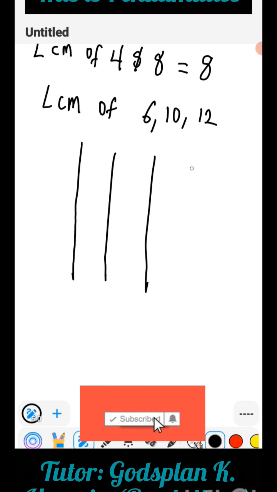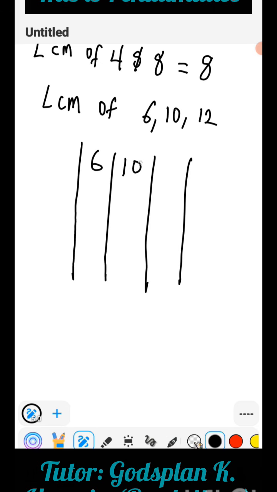Just draw the slice, and then you have 6, you have 10, you have 12. Like I said, you start your division with the smallest number that can divide them, which is 2. 2 divides 6 to give 3, 2 divides 10 to give 5, 2 divides 12 to give 6. Now look again, can 2 still divide any of these numbers? Yes, 2 can divide 6, so we'll continue with 2.